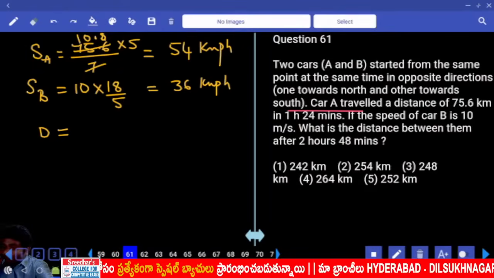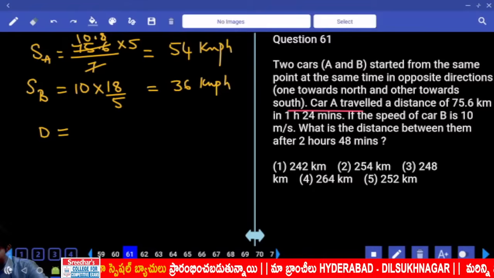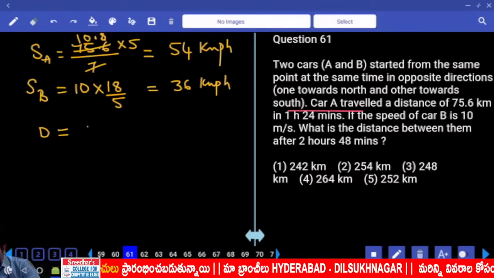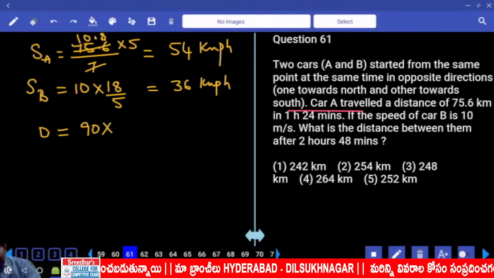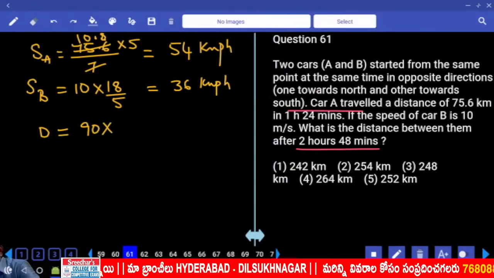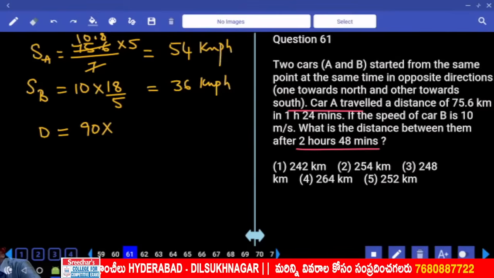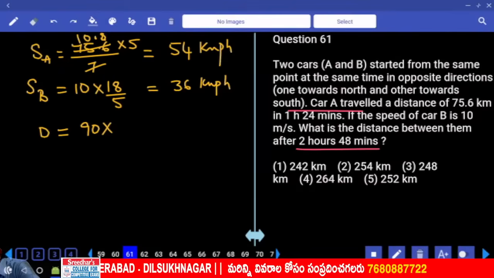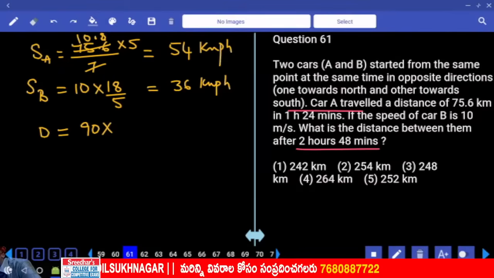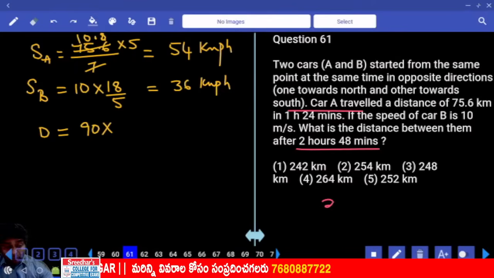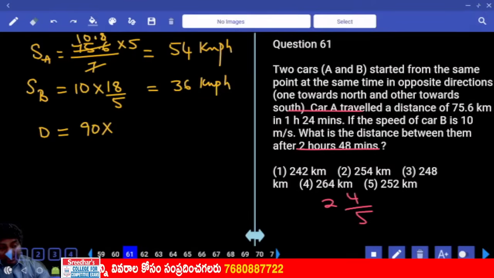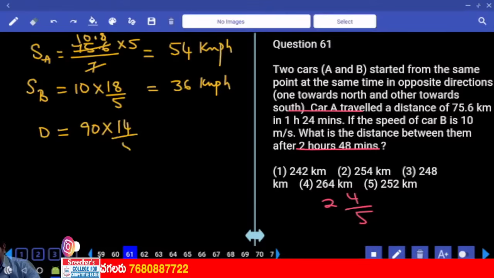When they are moving in opposite directions, relative speed is S1 plus S2. 54 plus 36, 90, into the time mentioned as 2 hours 48 minutes. 48 minutes converts to hours: 48 by 60, 4 by 5. So 2 4 by 5 will be equal to 14 by 5. 5 how many times? 18 into 14.